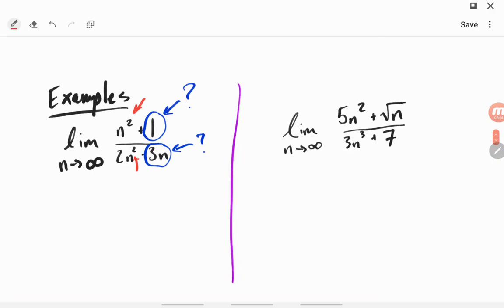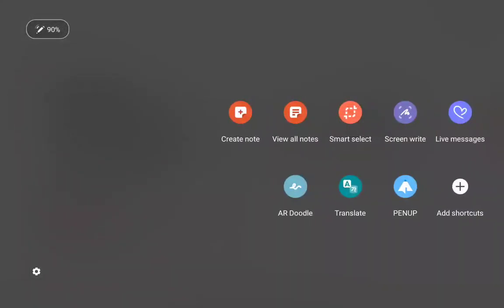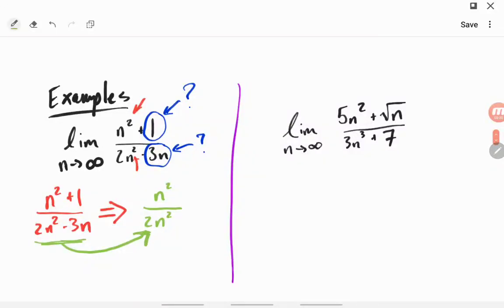So whenever we are dealing with the limit of an expression like this, what we are able to do is rewrite (n squared plus 1) divided by (2n squared minus 3n). They're not equal, but we can change this to just be n squared over 2n squared. As n approaches infinity, this expression approaches this expression. They get closer and closer as n gets larger and larger.